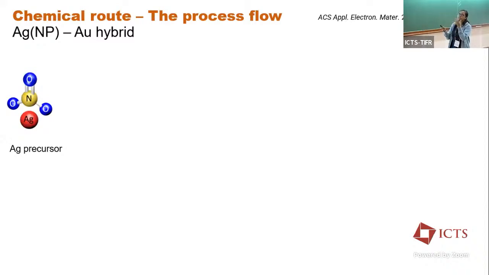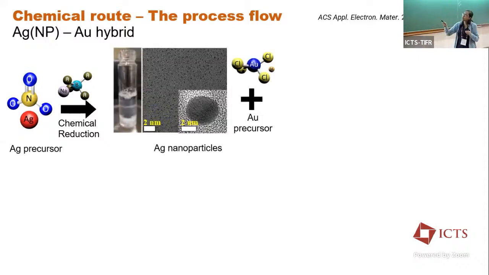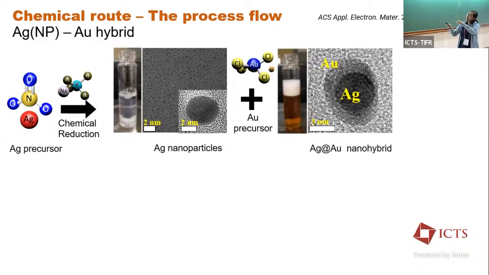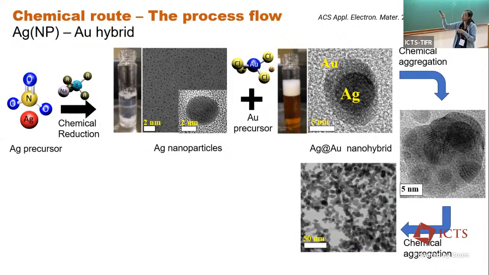So we first take a silver salt, then we chemically reduce this salt to a silver nanoparticle, and then in this we add another gold salt, and the structure formed is a silver core and gold shell nanohybrid. These are then fused at different stages to form a metallic network.